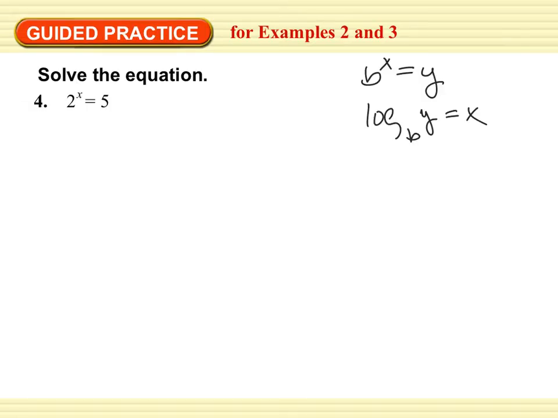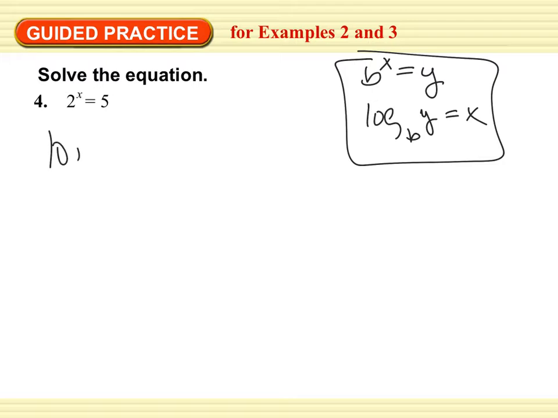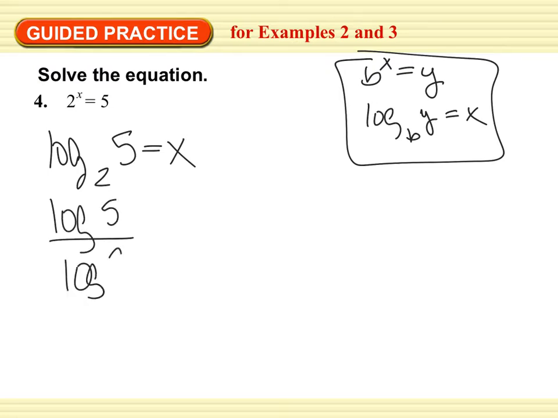All right, let's practice them. So solve this equation. I've written these back up here because these are what we need to remember to solve, and we can do it. So here I have log base 2 of 5 equals x. So I can do change of base. Log 5 over log 2 equals x. Type it all in, and I get x is about 2.32.